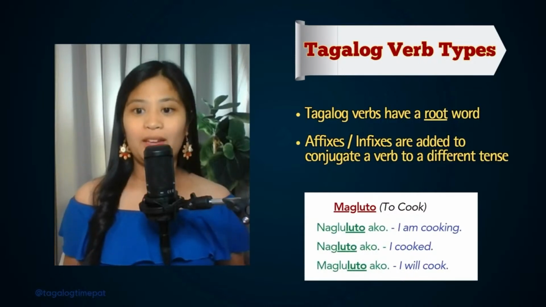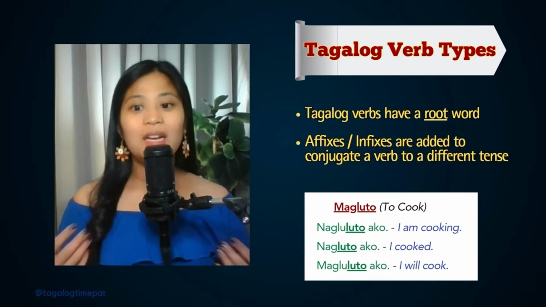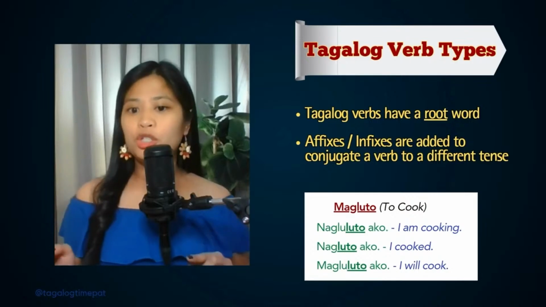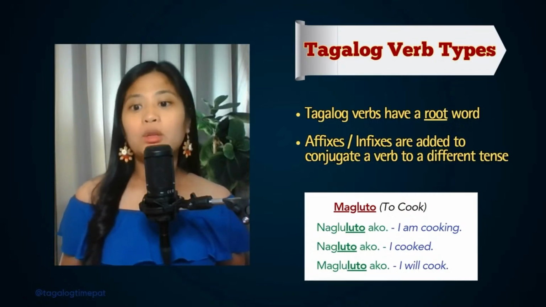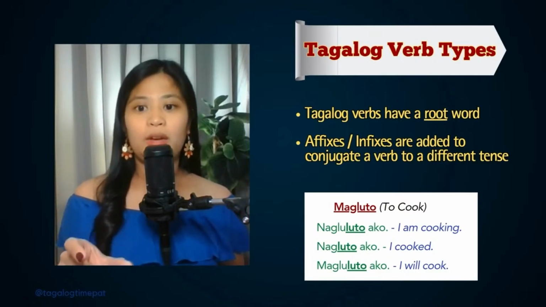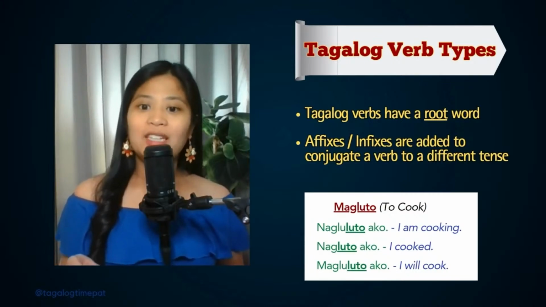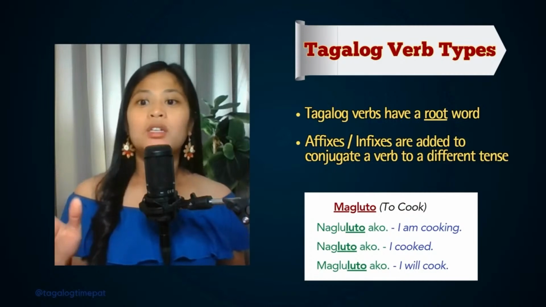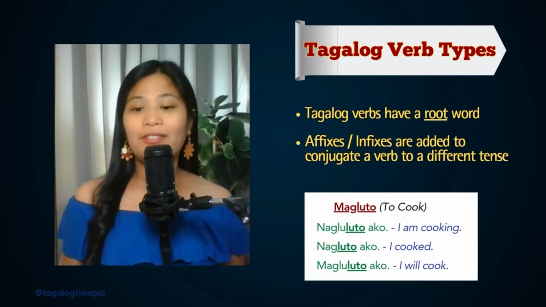I am cooking. Nagluluto ako. In the past tense, nagluto ako. I cooked. Nagluto. In the future tense, magluluto ako. I will cook. Magluluto. And I've underlined and bolded the root here. So luto, that's the root word of to cook. And then an affix is usually added to indicate the different tense. So you can see the different affixes there.